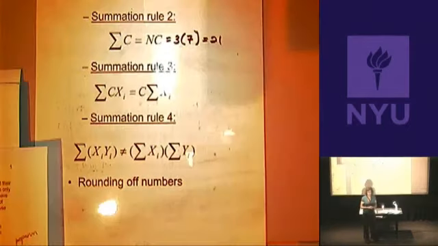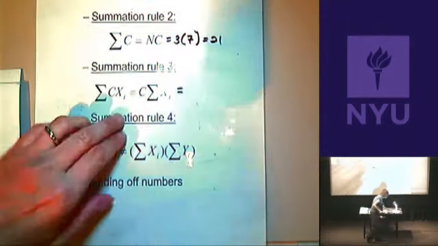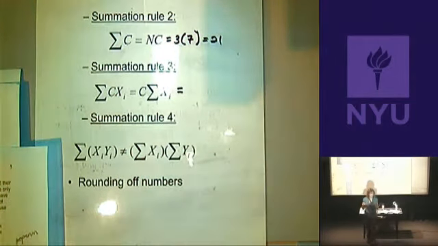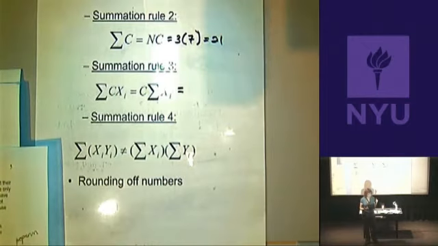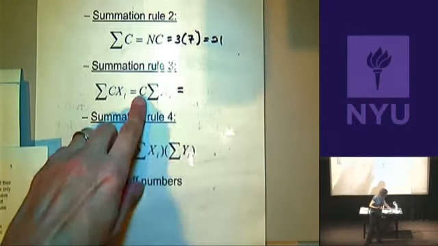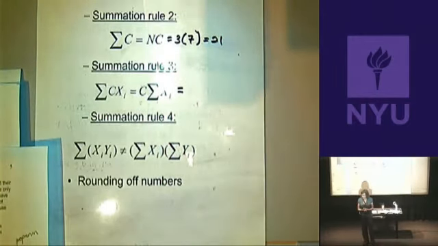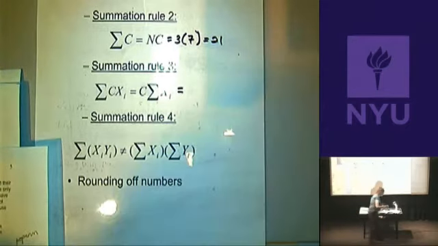Okay. Third summation rule. The sum of c times x. What that's saying on the left is take your constant, multiply it by the first x score, multiply it by the second x score, multiply it by the third x score, and then add those up. It's much easier to take the constant outside and just say it's c times the sum of x. Much easier.